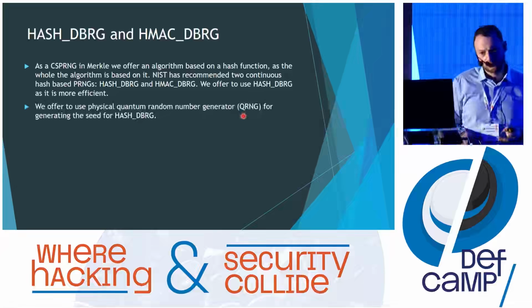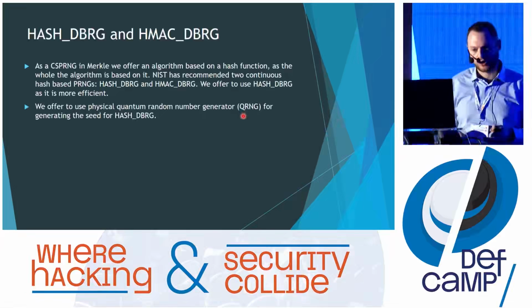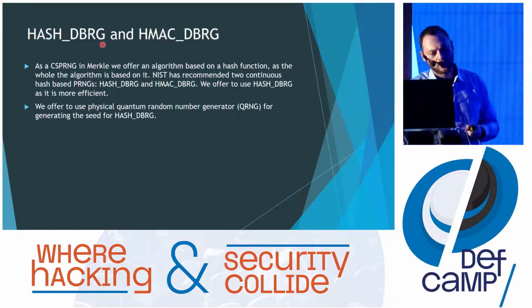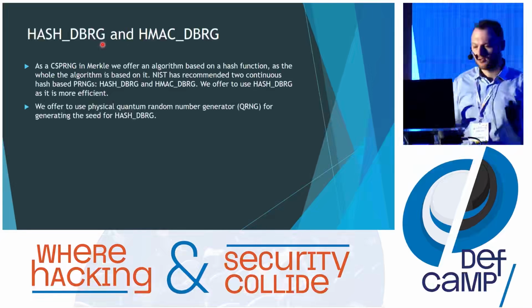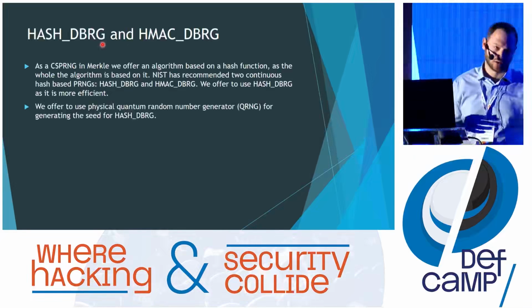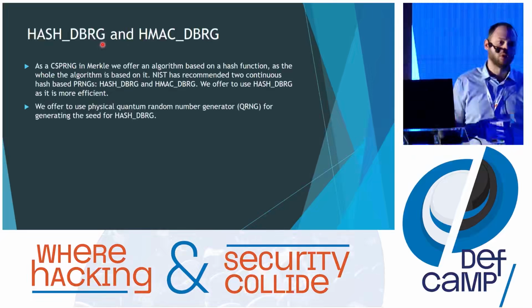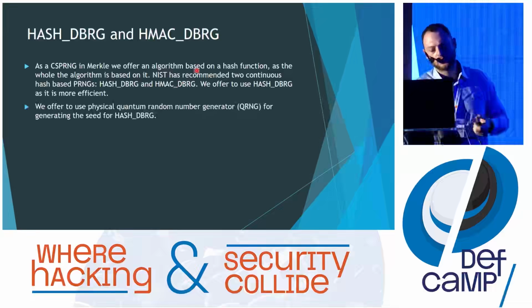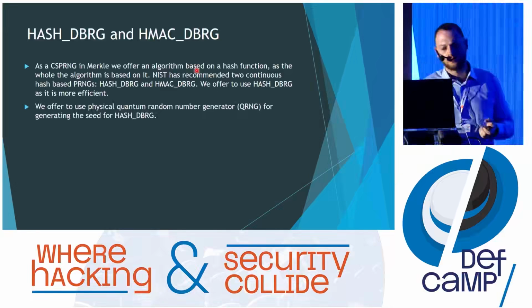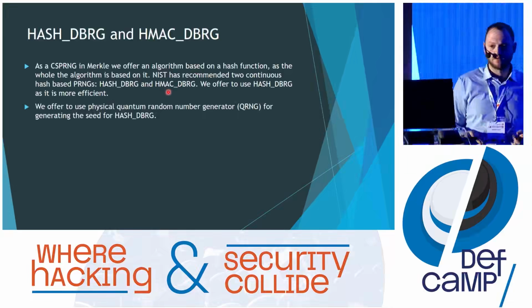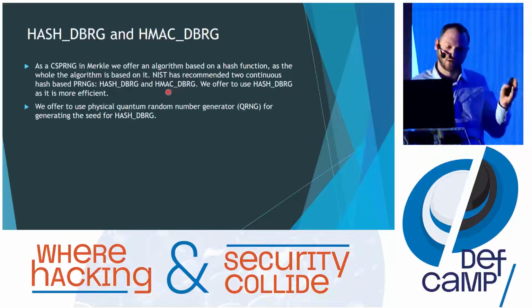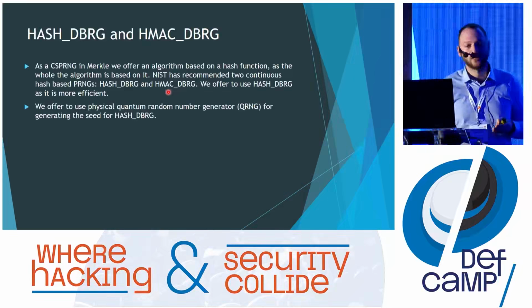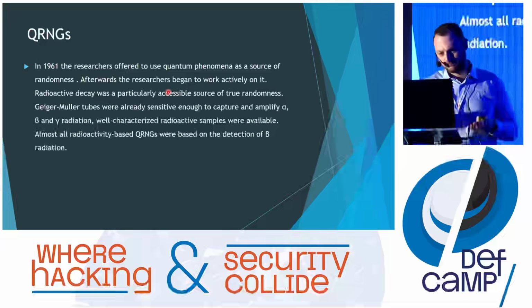We propose to use PRNGs that are based on hash. These PRNGs are Hash_DRBG and HMAC_DRBG. They are NIST standards, so they are considered secure, and they use a hash function. It's very convenient for us because in our Merkle tree we use the hash function. We made a comparison, and Hash_DRBG is much more efficient. And as we know, it must get a really random seed, and we decided to integrate the seed that we get from a quantum random number generator.